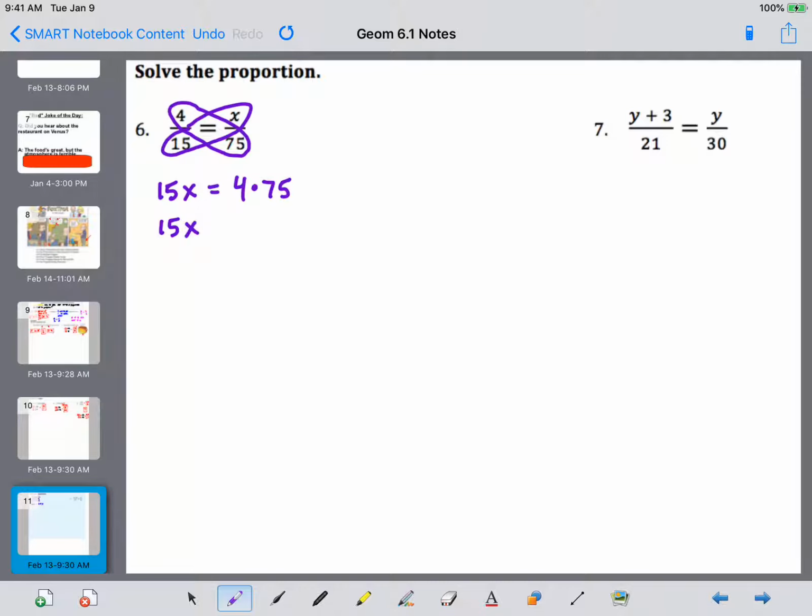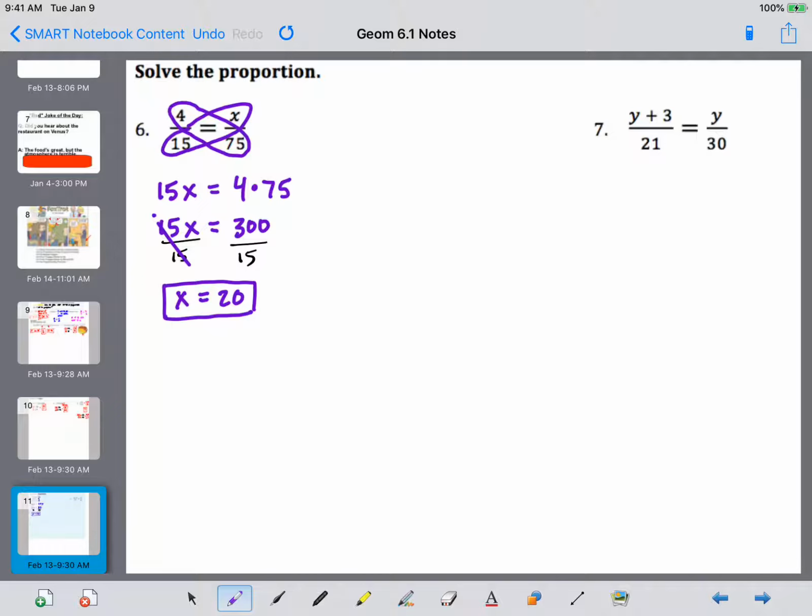And 4 times 75 is 300. And then we can solve this by dividing both sides by 15. These are going to cancel and we get our answer. 300 divided by 15 is 20. So x is 20.